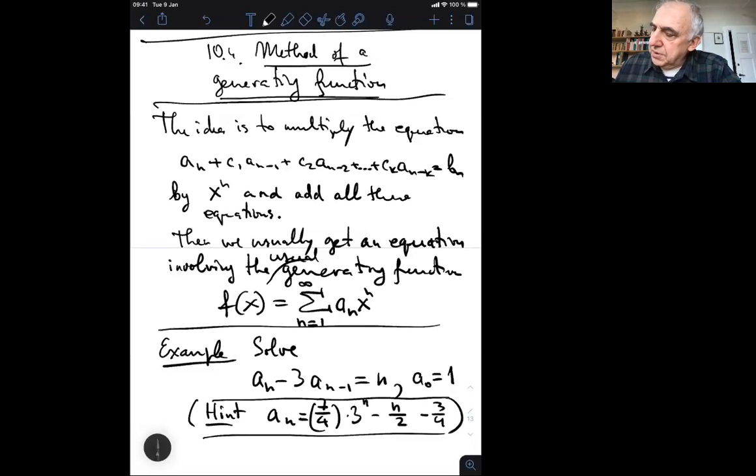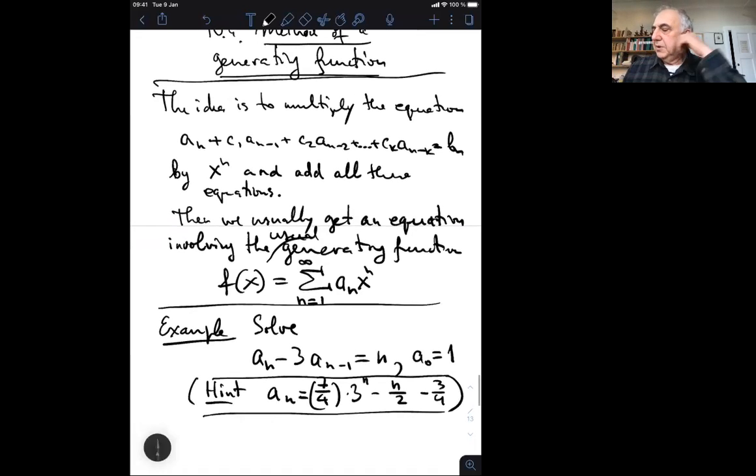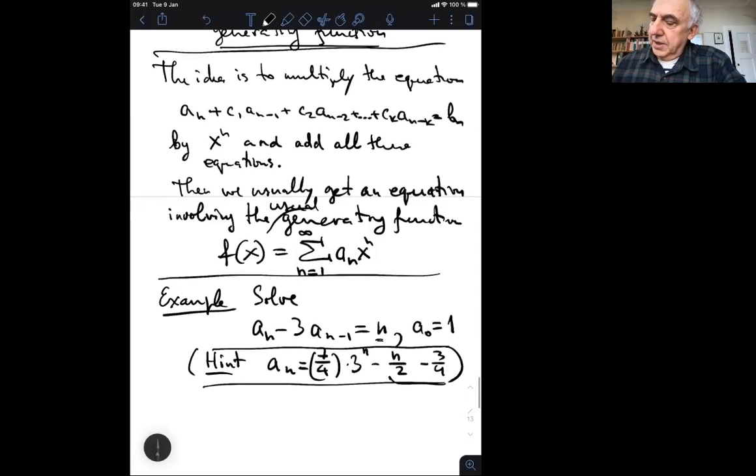This one we should get using the things we discussed before. This is an order 1 relation. The homogeneous one has a general solution, which is a geometric progression with some coefficient times 3^n, and then we have n. So we have to look for a special solution in terms of a polynomial of degree 1, and we get this thing. So okay, let's try to solve it by using generating functions.